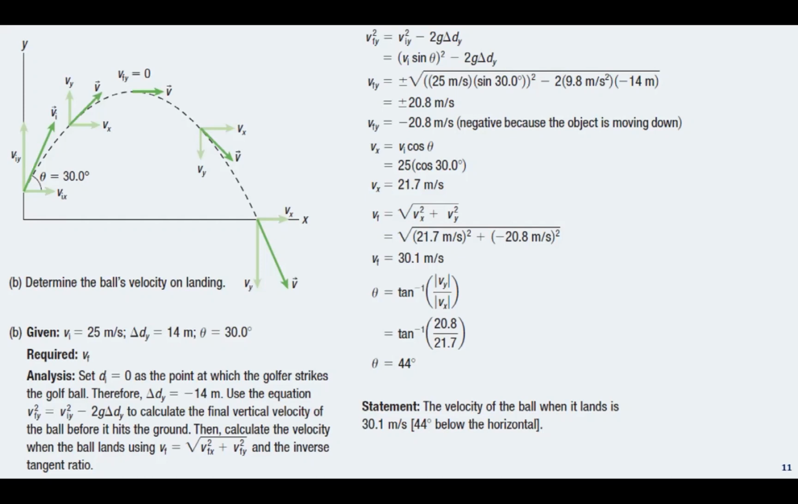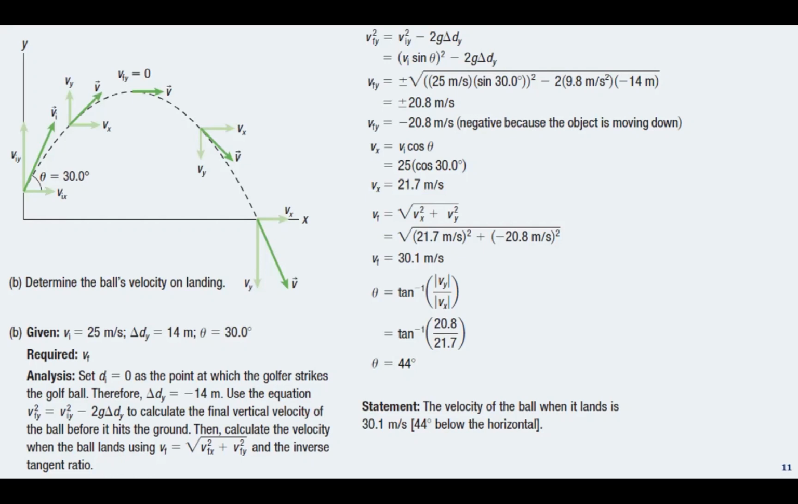Then use the equation vfy squared equals viy squared minus 2g delta y to calculate the final vertical velocity of the ball before it hits the ground. Then calculate the velocity when the ball lands using vf equals the square root of vfx squared plus vfy squared, and the inverse tangent ratio. Okay, following this logic, we have vfy squared equals viy squared minus 2g delta dy, which equals (vi sine theta) squared minus 2g delta dy.